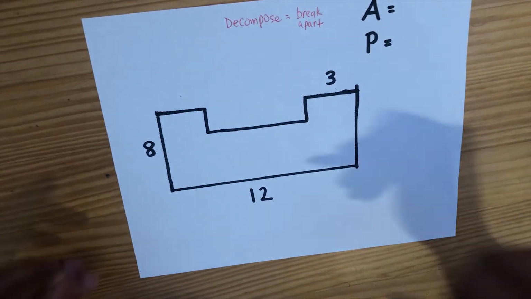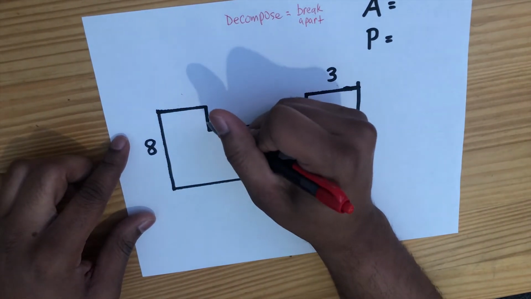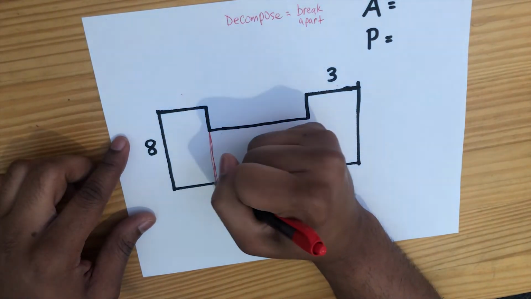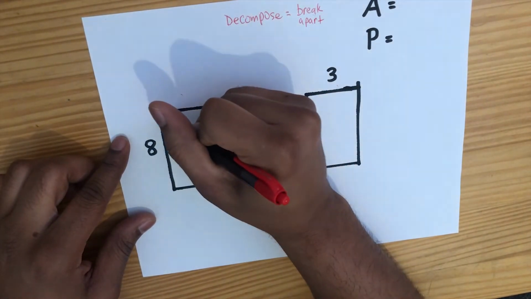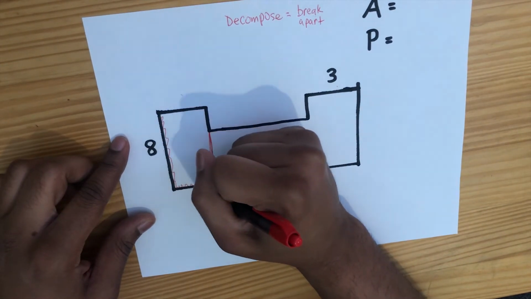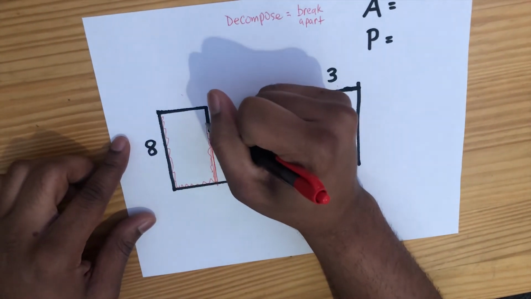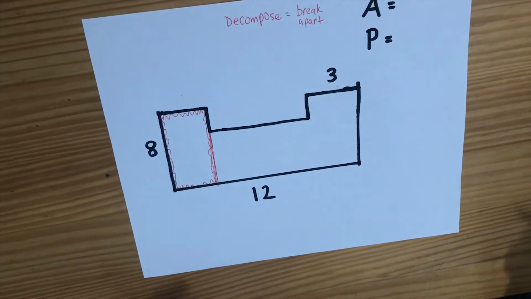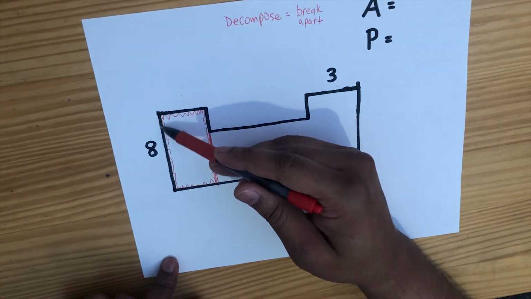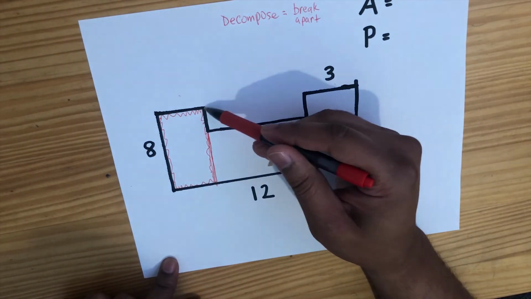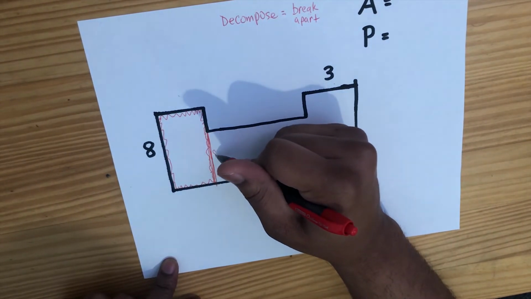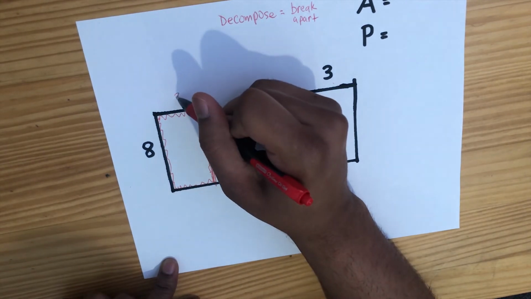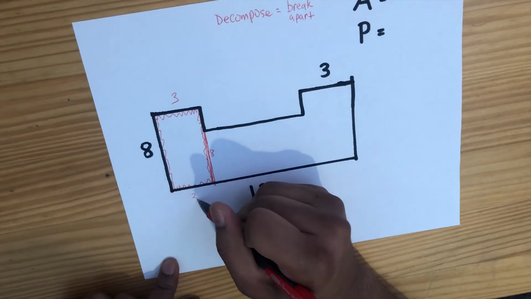So let's start decomposing. Let's turn this into a rectangle. So now we're just looking at this shape here that we created. We decomposed, we broke apart this one big shape, and we're going to just look at this rectangle. If this side is 8, that means from here to here is also 8. And we already said earlier that the top of this side is 3. That means this bottom side is going to be 3.